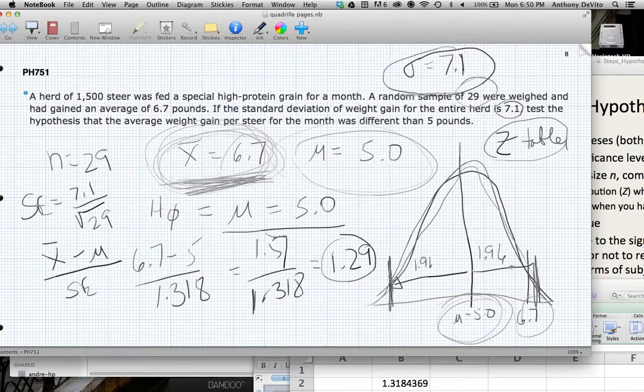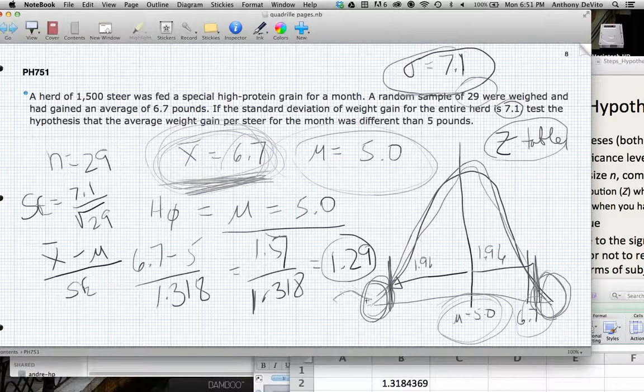Well, now is that far enough apart for me to say that the chances of my getting that result, if these means were the same, if this came from a population that had only gained 5 pounds of weight, not 7.1, is less than 5% of the time? I can't, right? I would have to get a result that was almost 2 standard deviations away from 5, either lower or higher, in order to say that my chances of getting such an extreme result in a sample of size 29 would be less than 5%.